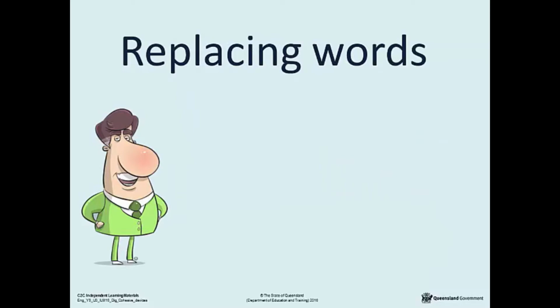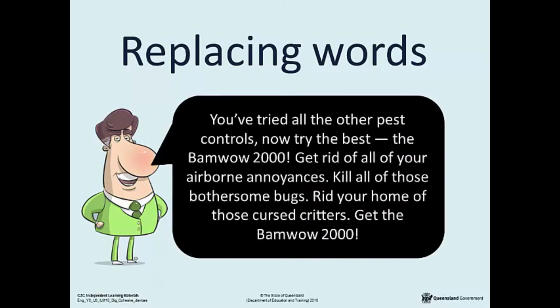Let's look at what else Persuasive Pete has to say to see an example of this cohesive device. You've tried all the other pest controls. Now try the best, the BAM-WOW 2000. Get rid of all your airborne annoyances. Kill all of those bothersome bugs. Rid your home of those cursed critters. Get the BAM-WOW 2000. What words has Pete used that are all synonyms?